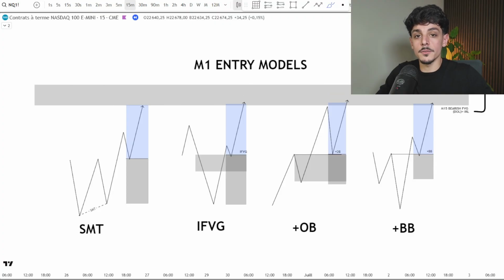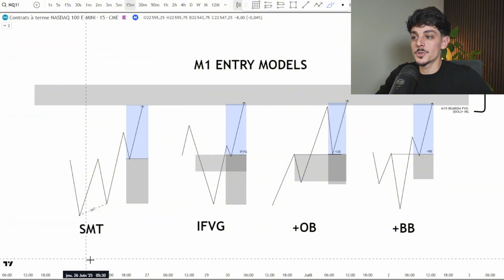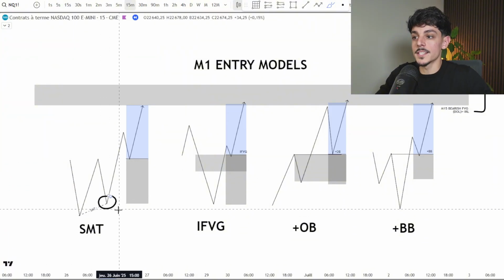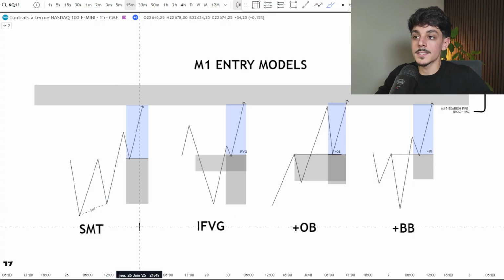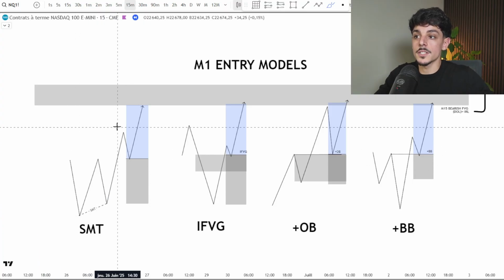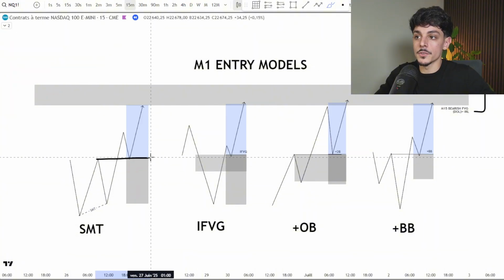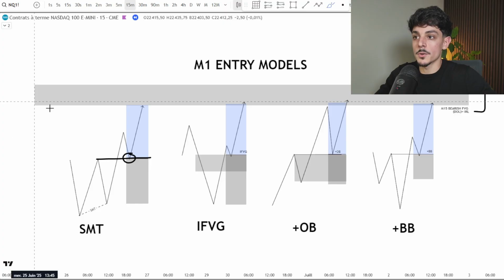So what are the kind of confirmations you need to look for on the 1-minute chart in order to take an entry for a 1-to-1 risk to reward? NQ creates a higher low when ES creates a lower low, so that creates a bullish SMT. And as soon as you see that move up and that break of structure, this is where you would want to go long back towards that 15-minute bearish fair value gap.